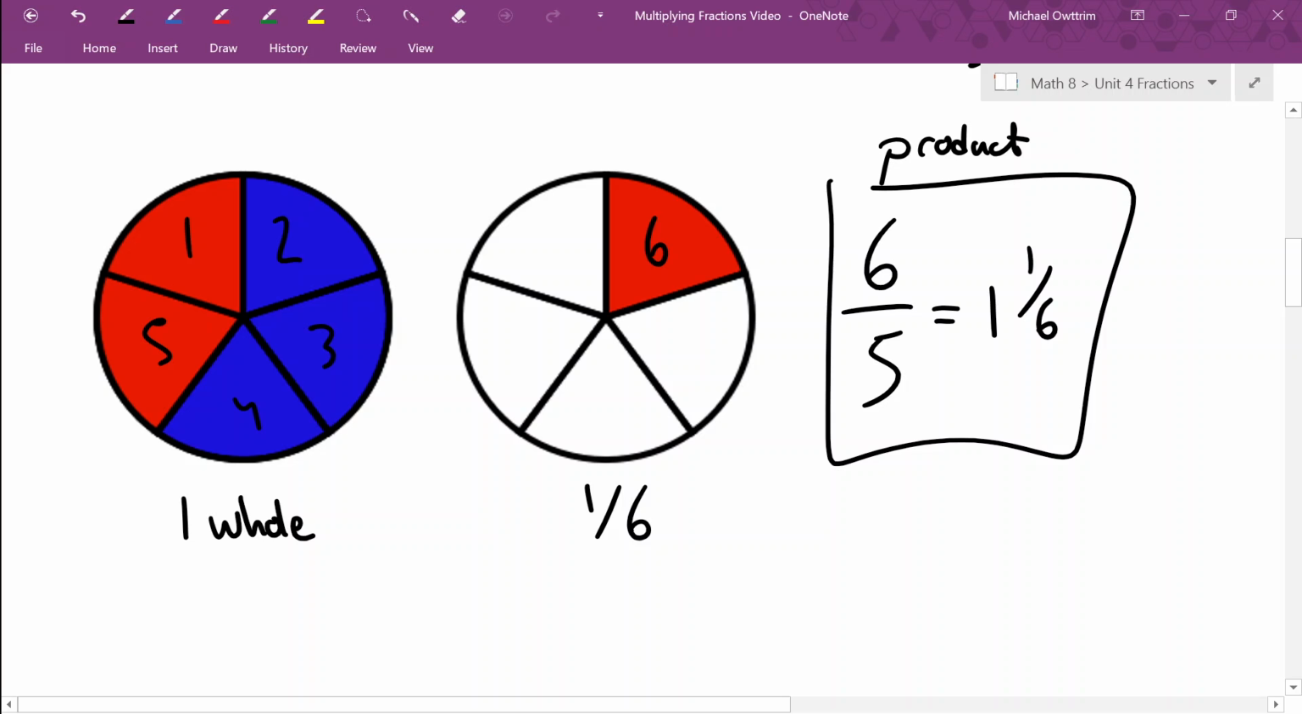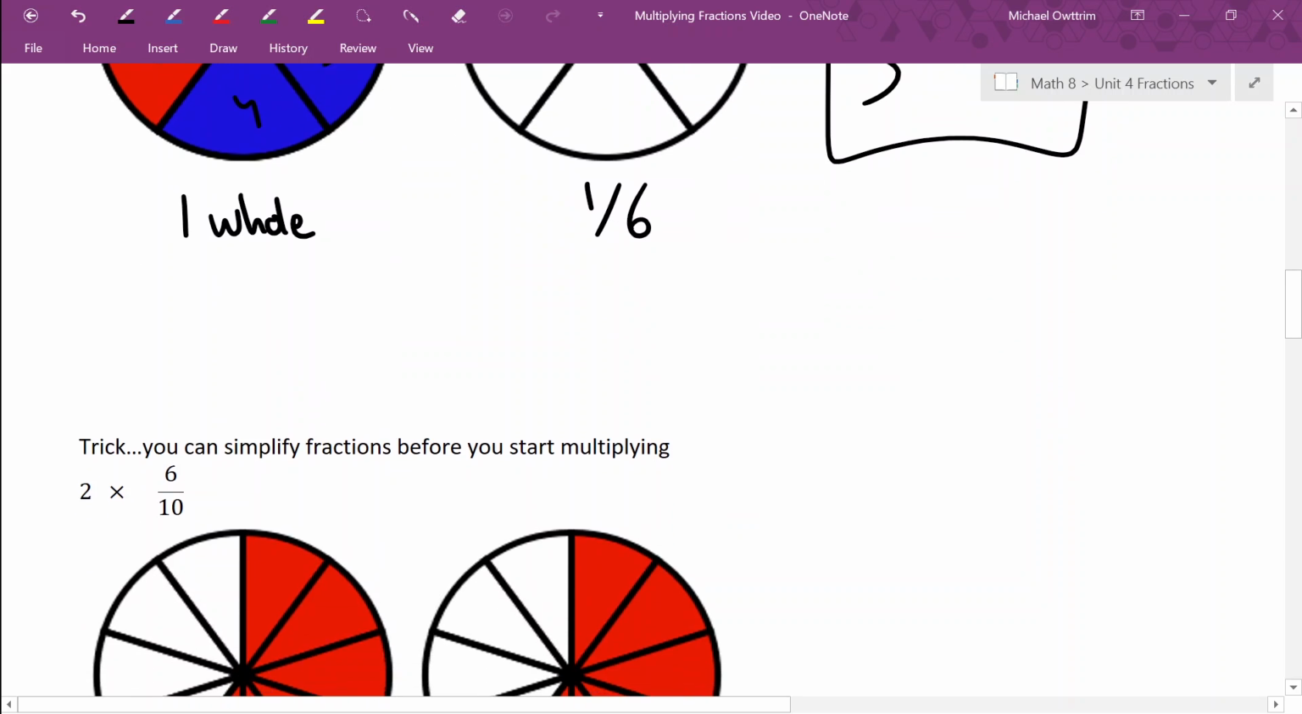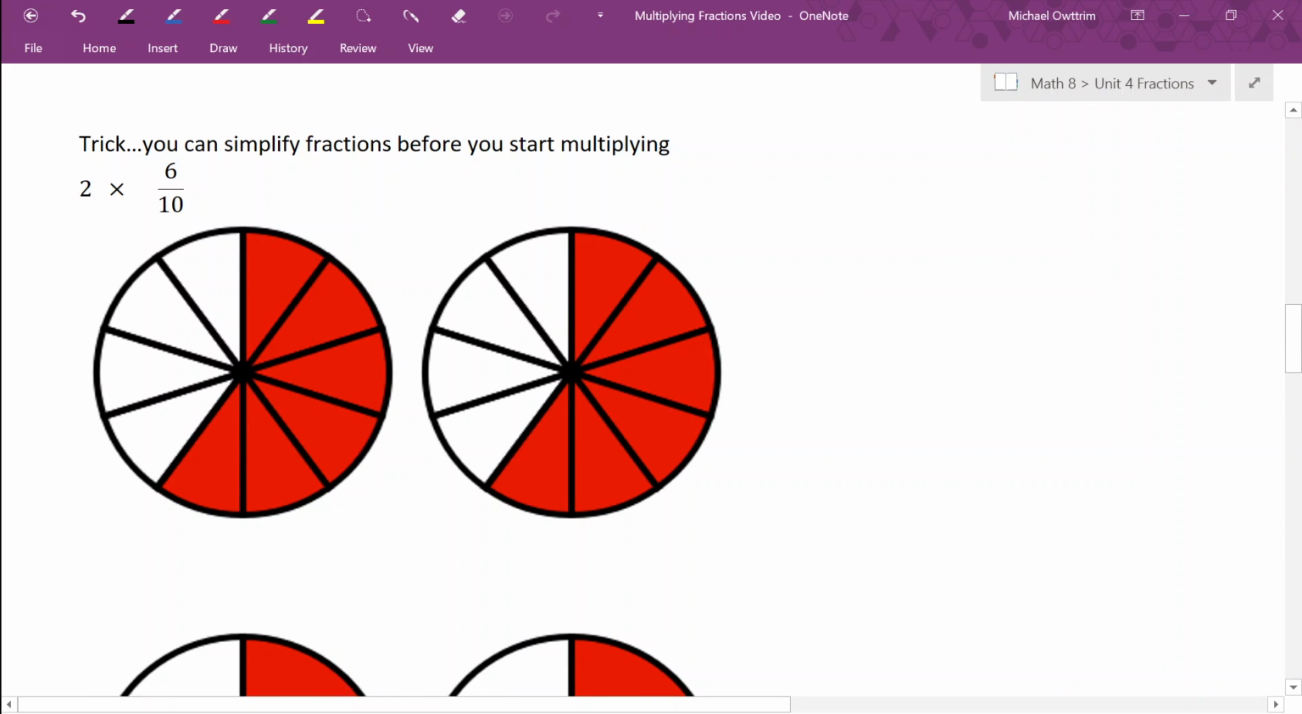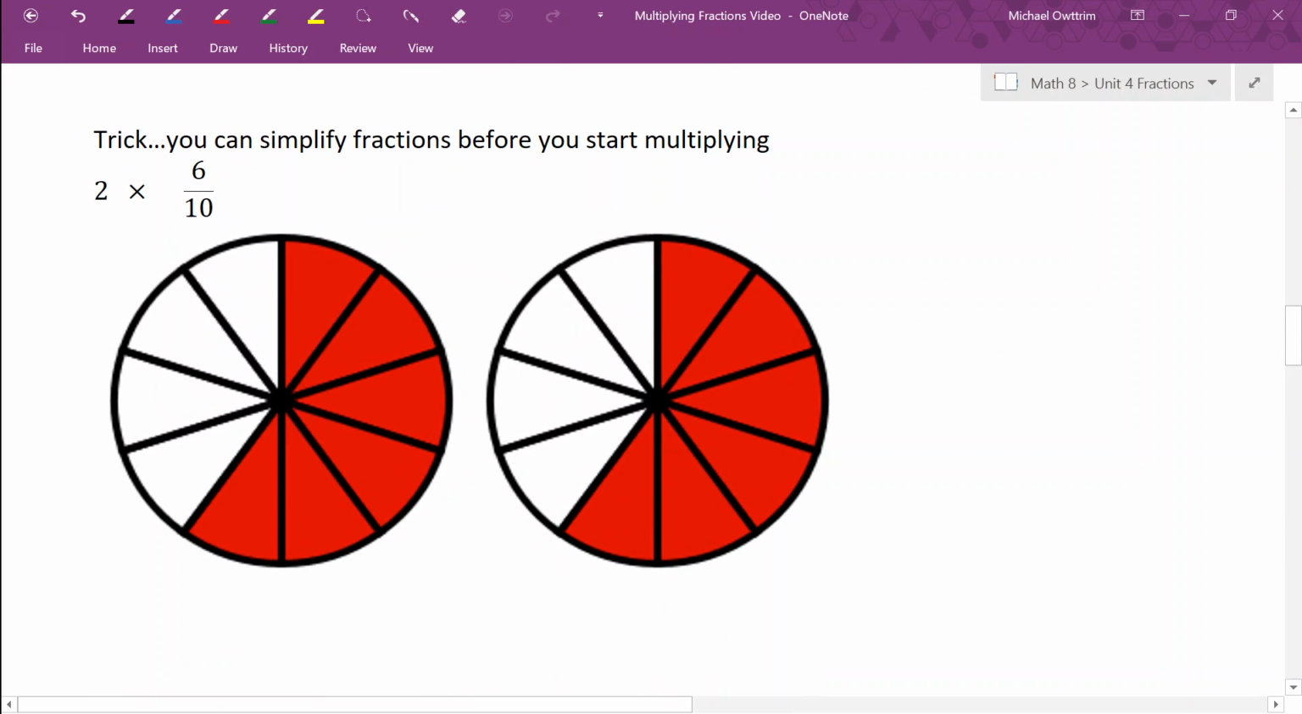Now we're going to extend this idea using a couple of tricks. Before we get into the actual process itself, let's just first off remind ourselves that fractions are numbers in and of themselves and can be made into equivalent forms. So one of our tricks is that we can simplify fractions before we start multiplying.